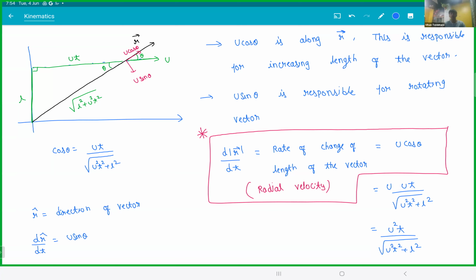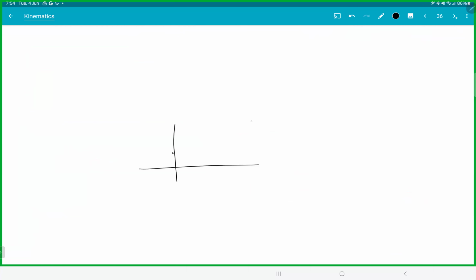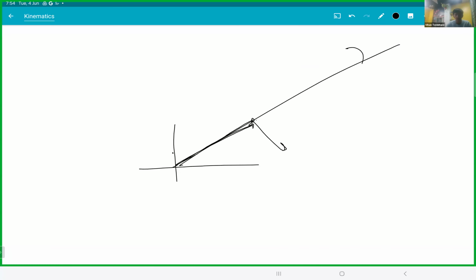Sir, could you explain how we got it to be u cos theta? Why is u cos theta the rate of change of length? What is the length here? The black line. So this u sin theta, can it increase this length horizontally? No, sir. Then who is increasing it? Only u cos theta is increasing it. Simply think: if you're standing here and you run in this direction, who is responsible for changing this length? If you're running like this, why will this length increase?